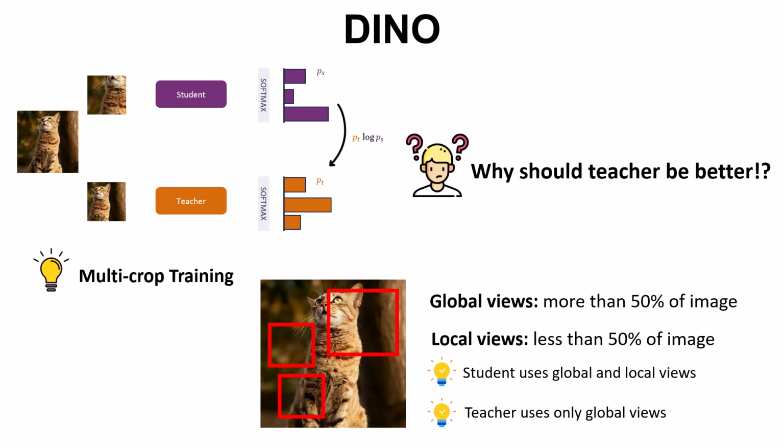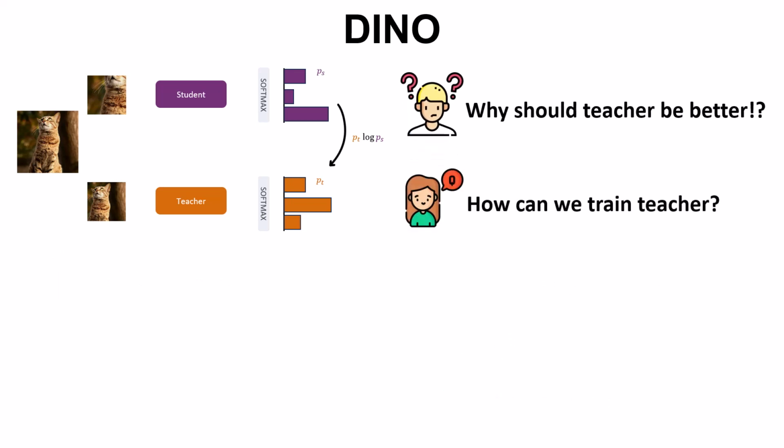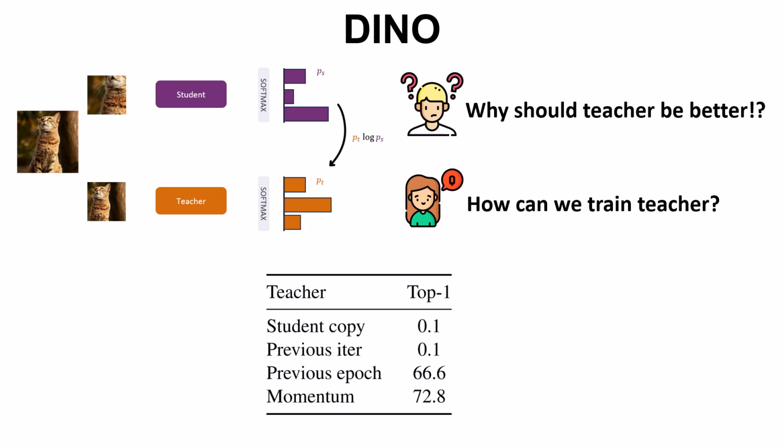The next question that we should ask ourselves is, how can we train teacher? Well, others have tried different ways. Initially, they copied student weights to the teacher during each iteration, and they wound up getting 0.1% of accuracy. So then they tried copying the student weights after each iteration, but it didn't change anything. So they copied the student weights after each epoch, and they got 66.6% of accuracy on ImageNet.